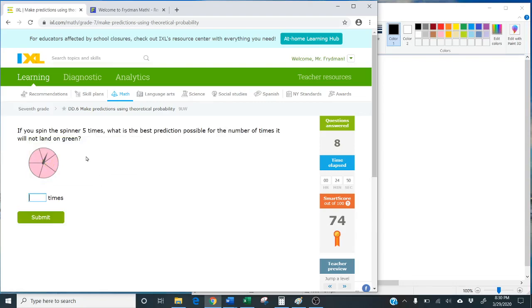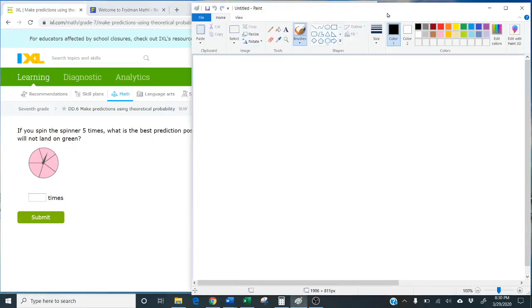Okay, this one's a tricky one. So let's go through it. If you spin the spinner 5 times, what is the best prediction possible for the number of times it will not land on green? All right, be careful here.